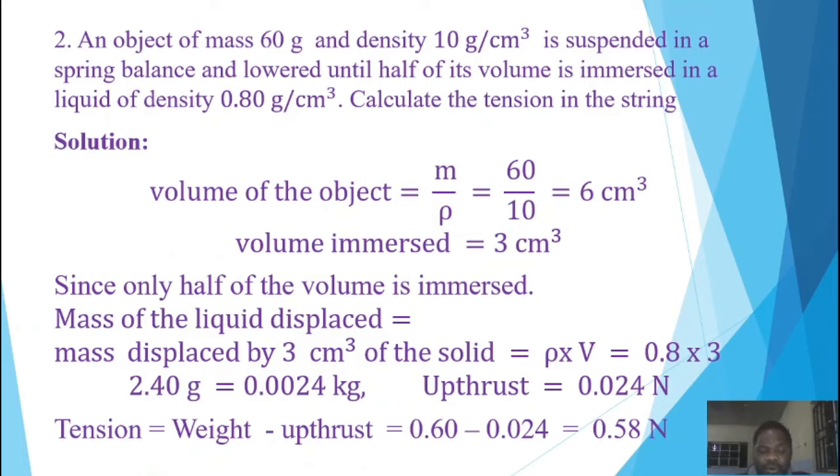Okay, from the Archimedes principle, we see that tension is equal to weight minus upthrust. So the weight of the object is 0.6, while the upthrust is 0.024. That means the tension is going to be 0.6 minus 0.024, giving us 0.58 Newton. And that is the tension in the string.